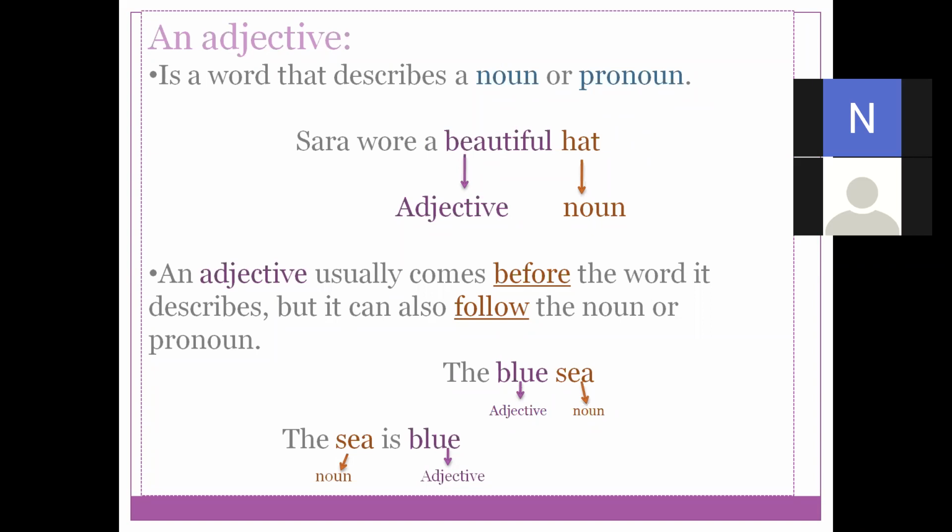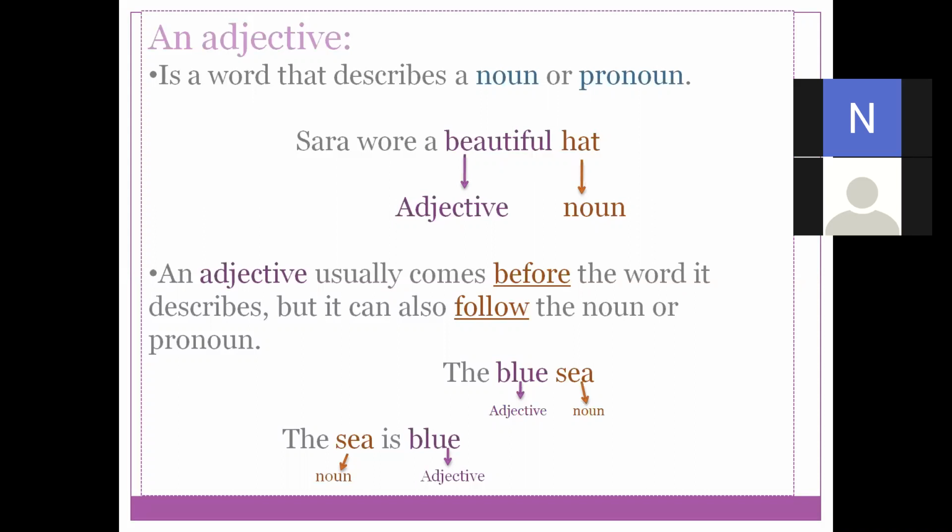To remind you, a noun is a name of something, a name of a person, a name of an animal. A pronoun is a word we use to replace the noun, like he, like she. He and she are pronouns. Remember, we took this lesson before. So, an adjective is a word that describes a noun or a pronoun.